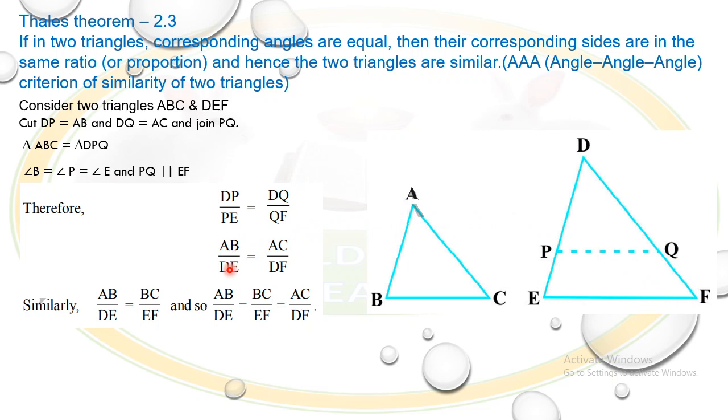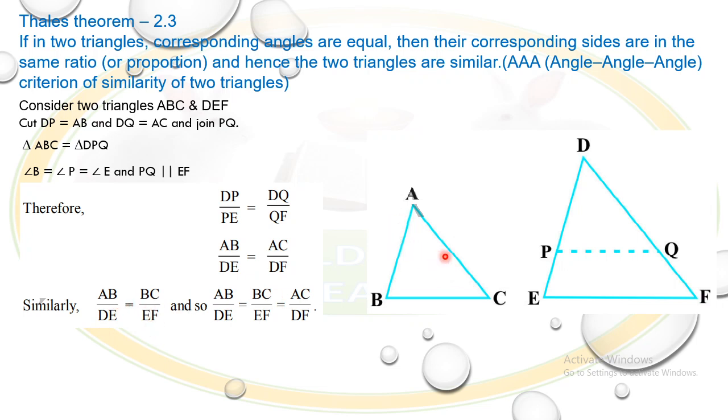Then this one we can also write, dP is nothing but AB. From the second line we can say dP is equal to AB. So this equation we can also write as AB divided by DE, and dQ is nothing but AC, so AC divided by DF. Similarly, AB by DE is equal to BC by EF.